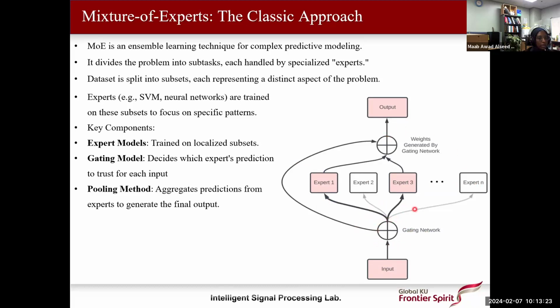So after we train each expert on each dataset, then we combine the whole output by regulating or controlling the contribution of each expert's output to the whole output using this gating function or network. So yeah, this is the general idea of it. The expert could be any type of network or subnetwork of the whole system.